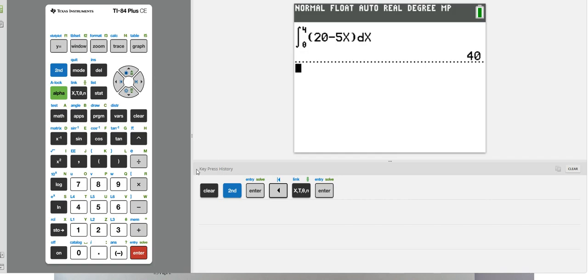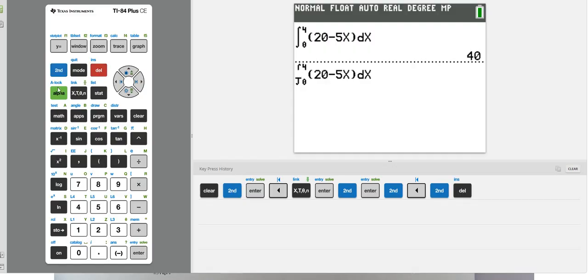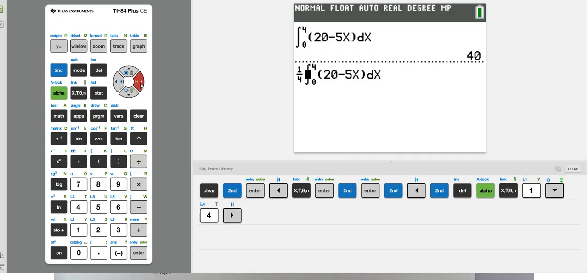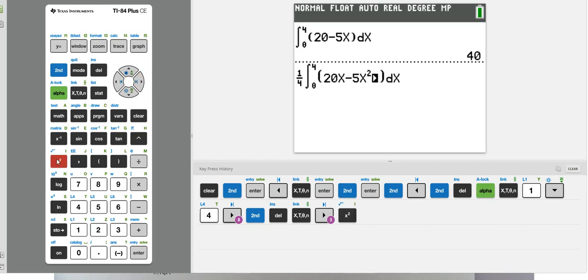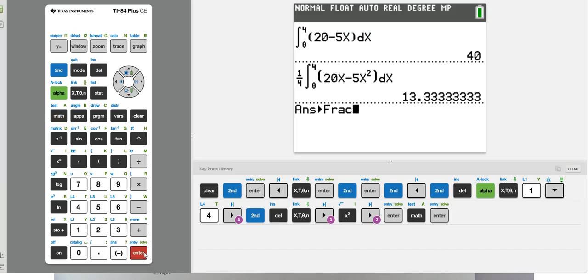So let's see, for this first one here, I'm going to change that a little bit. Let's put in the 1/4. And then I need to put in another x here. So let's insert; the Delete key allows you to insert. I'll insert an x. And then over here, I want to make that an x squared. So there's our first one. Let's turn that into a nice fraction. So it should be 40 over 3.